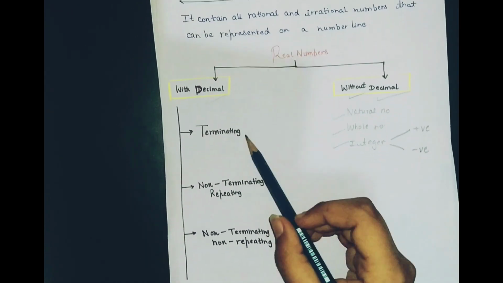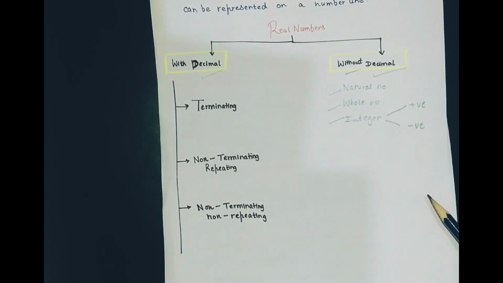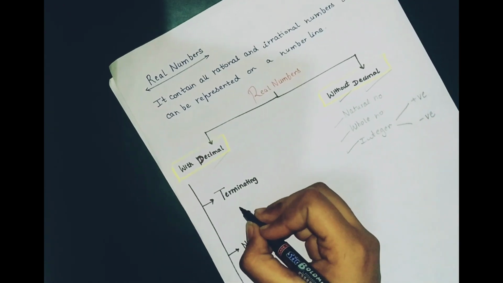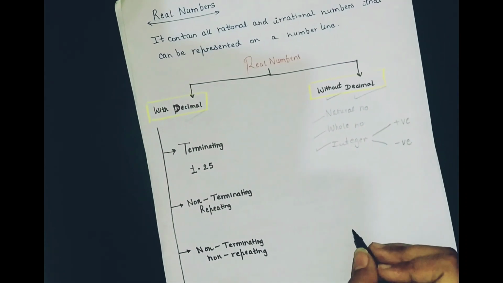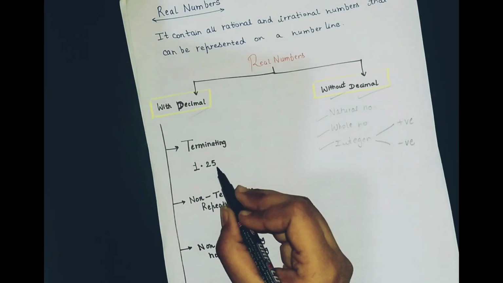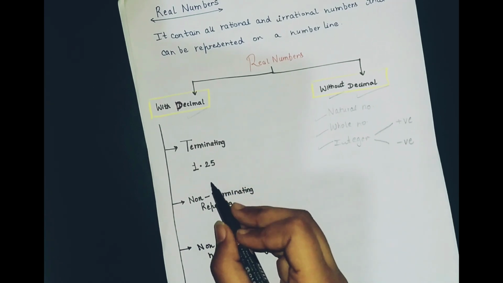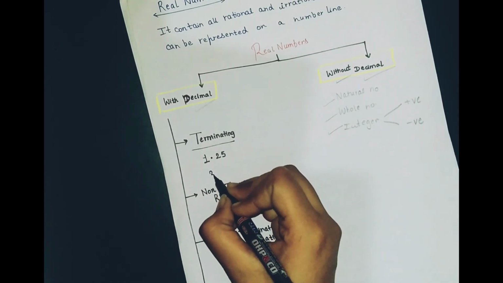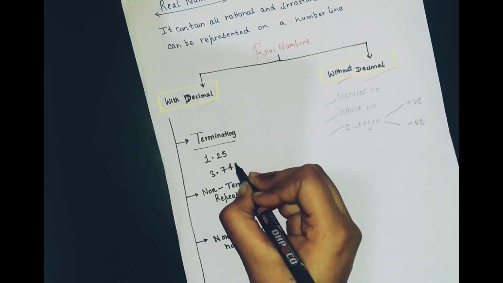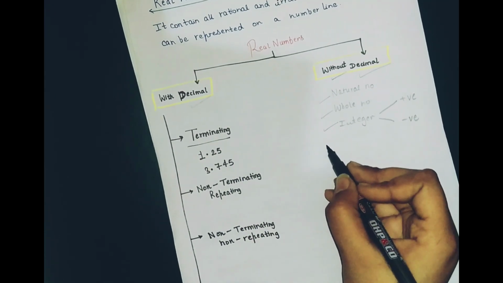Okay, so with decimal we have these three. First is terminating. What is a terminating number? A terminating number is the number which stops after a particular time. For example, 1.25, and there is no further number after 5, so that means it is stopping over here and it is not exceeding further, so this is terminating. Another example, say 3.745. This is also a terminating number because it is not exceeding further, right?